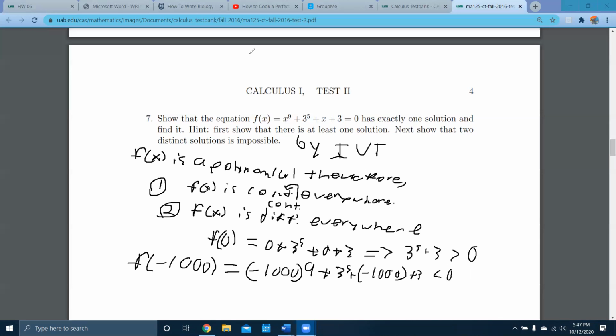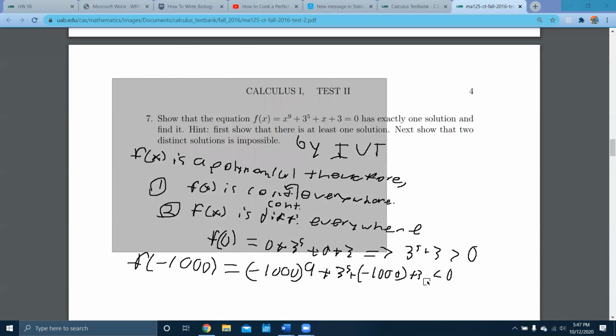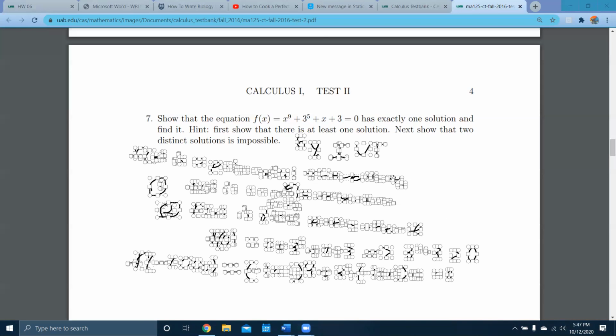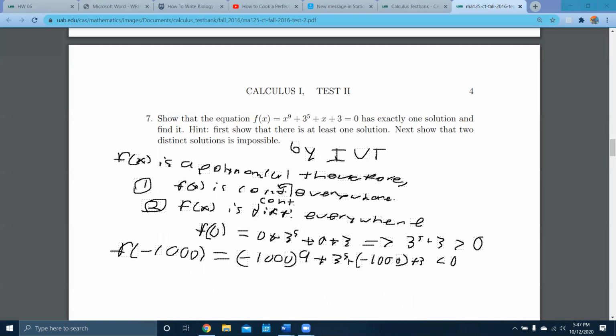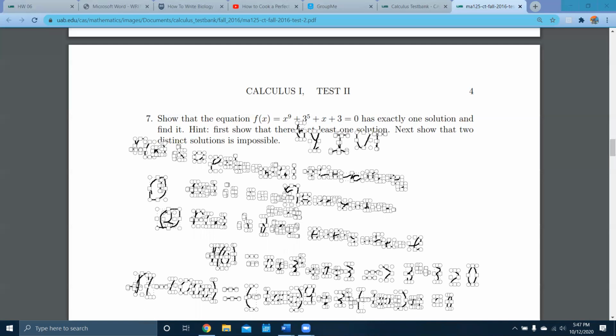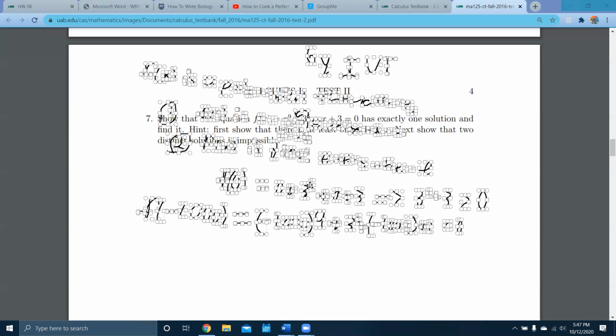So, hold up, I gotta scroll down a little bit. Or, yeah, let's just, yep, select all that. Oh, God. Oh, Lord. Oh, what have I done? All right, let's just, yeah, there we go.